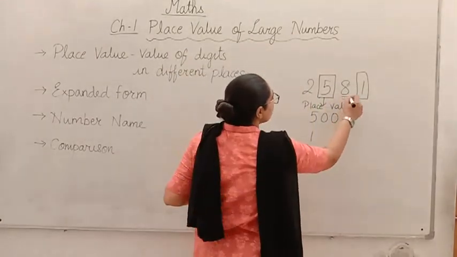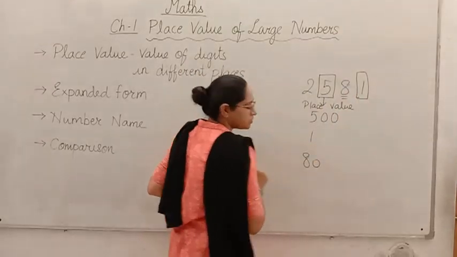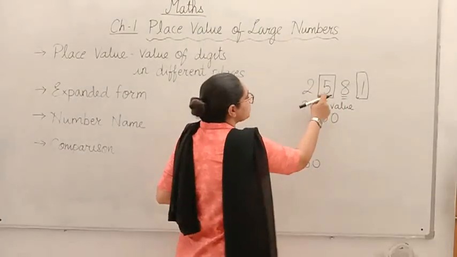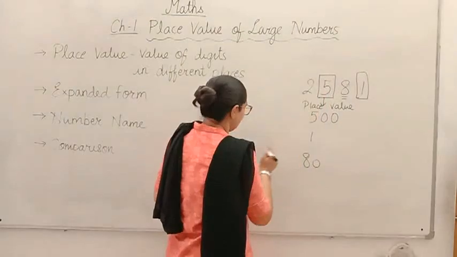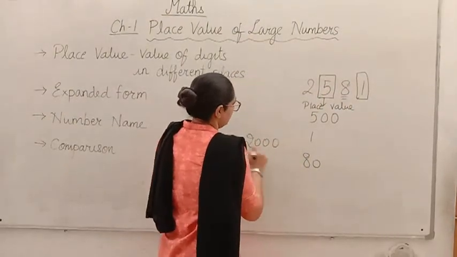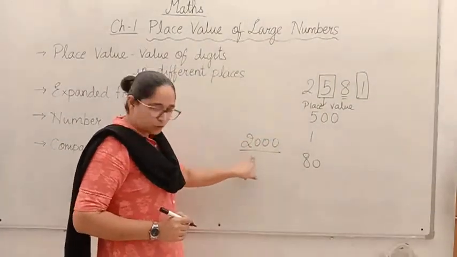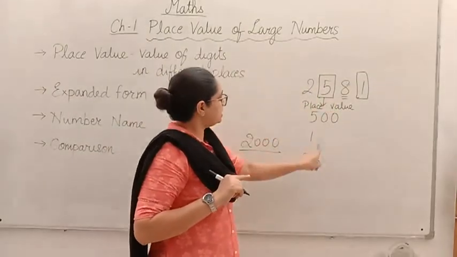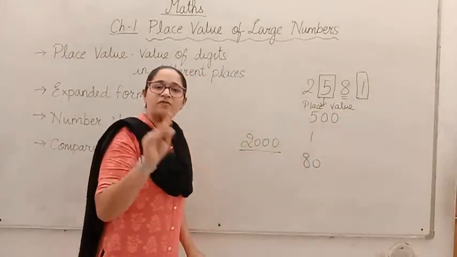Similarly, what will be the value of 8? Write the number 8. 1 digit follows, so 80. Place value of 8 is 80. Place value of 5 is 500. Place value of 2 will be 2000, since 3 digits follow. So 2000 is the place value of 2, 500 is the place value of 5, 80 is the place value of 8, and 1 is the place value of 1.